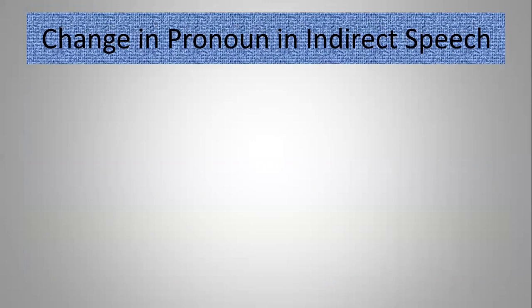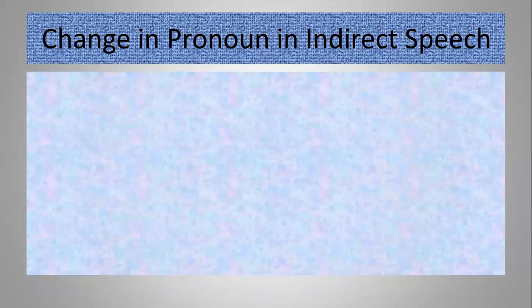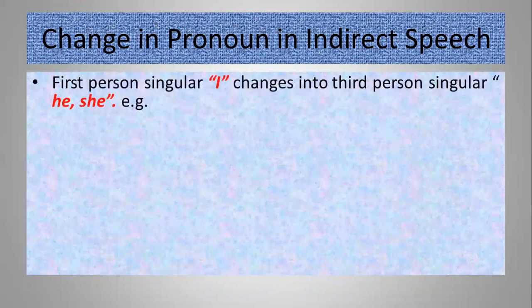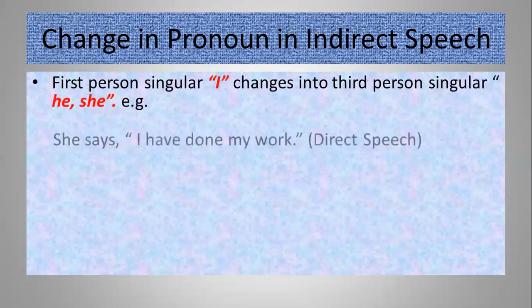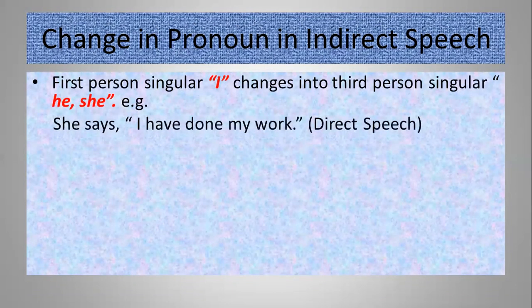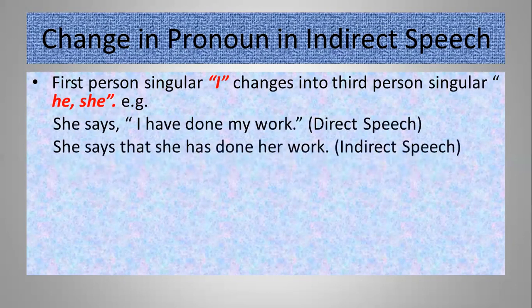Change in pronoun in indirect speech. Look at the change in pronoun. First person singular I changes into third person singular, that is he or she. For example, she says, "I have done my work." She says that she has done her work. You can see that the pronoun I has been changed into she in indirect speech.